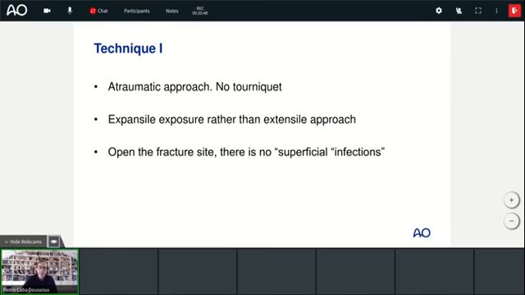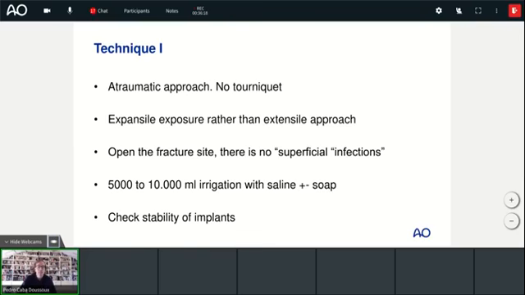Open the fracture site. There is no superficial infection. Sometimes we are wary of opening the fracture site and thinking they became infected. It's always infected if we have these confirmatory criteria. Irrigate with saline and soap. There is no reason to use any other type of devices. And check the stability of the implants.